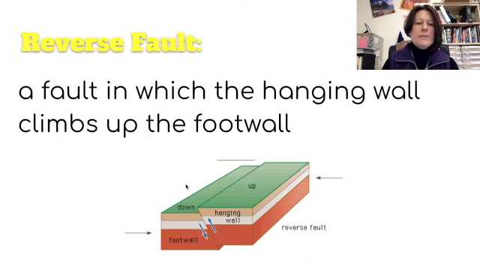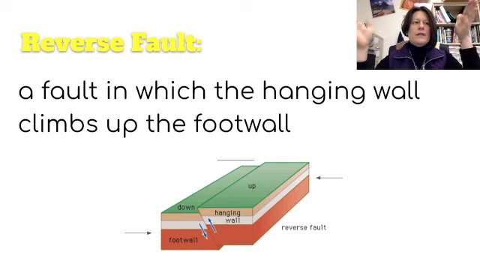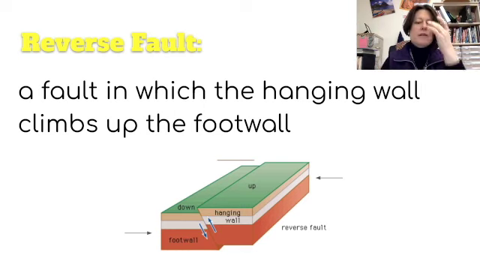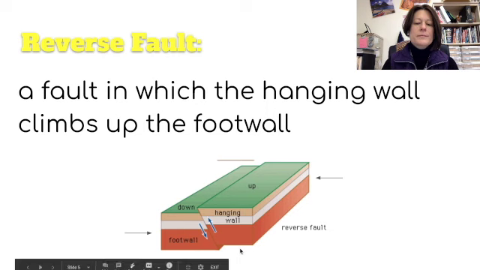And so that is the first type of movement. The second type of movement is a reverse fault. This is a fault in which the hanging wall climbs up the footwall. This happens at convergent boundaries where two plates are coming together. And we see here, again, the hanging wall, we could hang something from it, but the hanging wall is climbing up the footwall in a reverse fault.